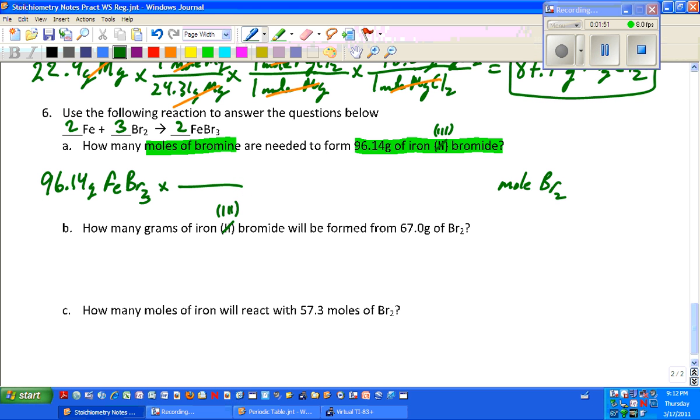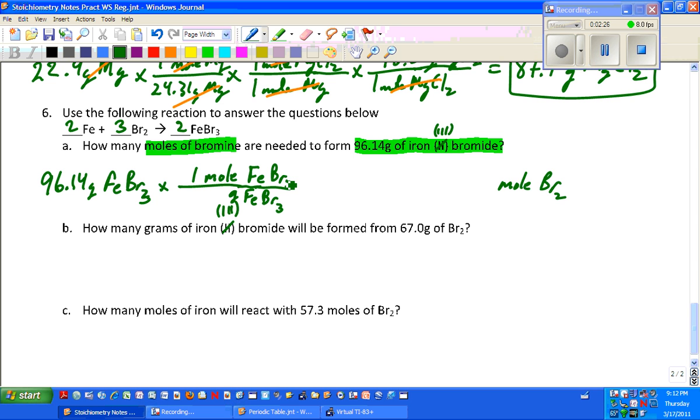So what I'm going to do is go from grams to moles and then from moles to moles, and I'm done. I don't have to convert to grams at the end because I'm not asked for grams, so I can stop at moles. So my first step is to convert grams to moles. So down here is going to be a certain amount of grams of iron 3 bromide. Going to need a periodic table to figure that out. I'll do that in a second. On top, 1 mole of iron 3 bromide.